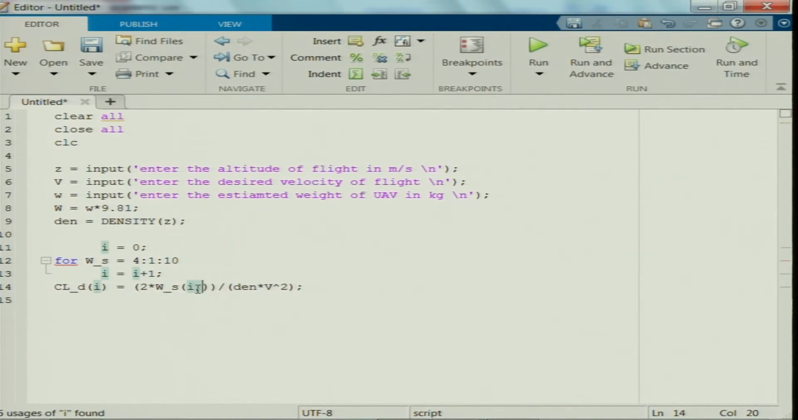So, I comma 1 will return me a column vector. I prefer to use column vectors here, and then CL design is now varying with W by S. So, for each and every W by S there is a CL design, right. So, how can I find S from here?